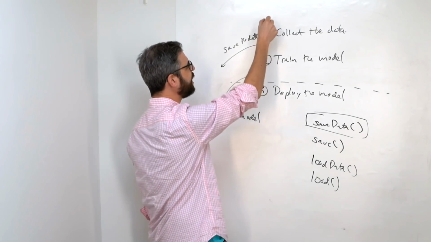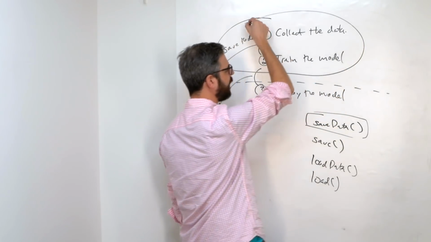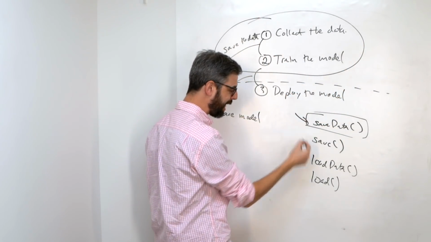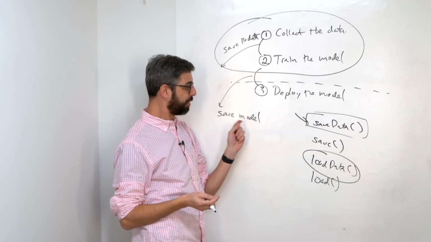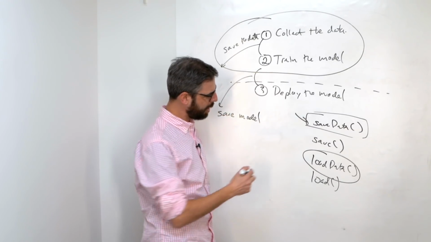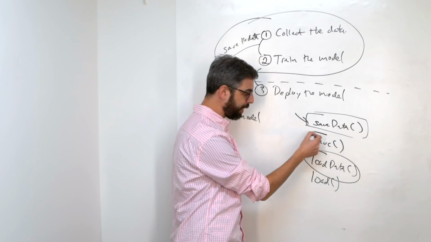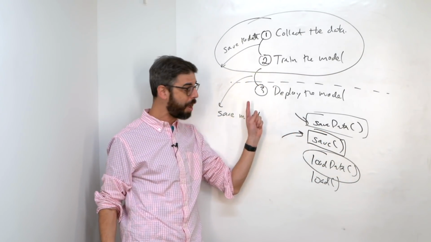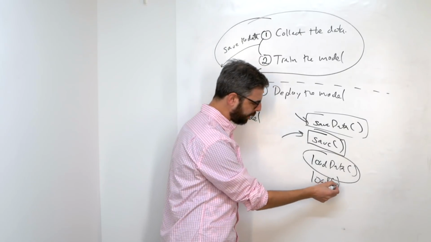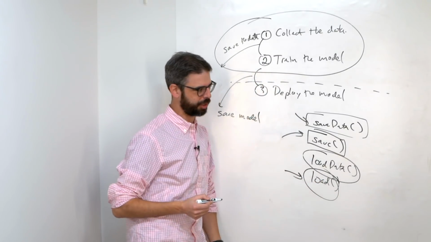In other words, we're finished with these first two steps: collect the data, train the model. We've used save data and load data previously, and now I just want to save the model so that I can deploy it. So to do that, there's really just one other function that I need: save. So if I just say save, that's the model, not the data. And then also, of course, I'm going to make use of this load function as well.